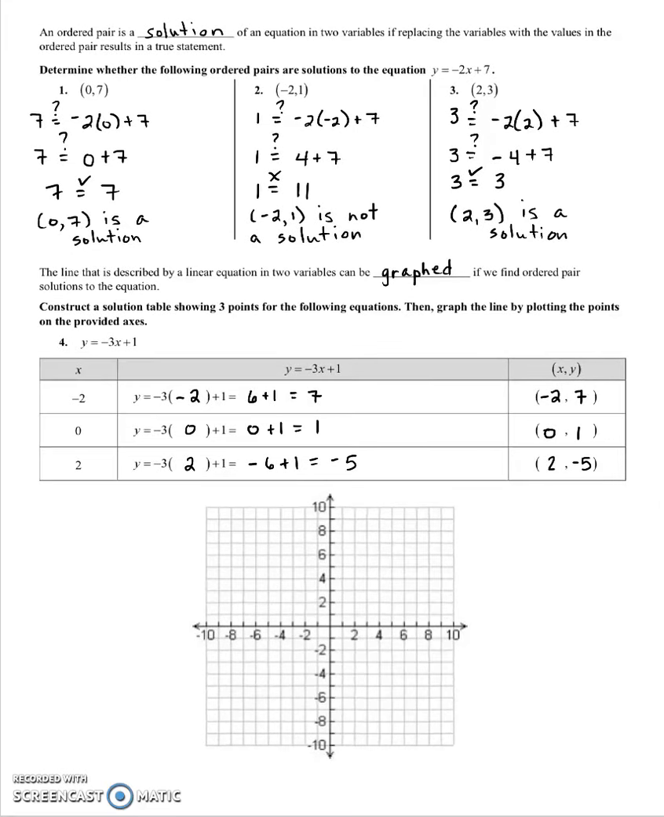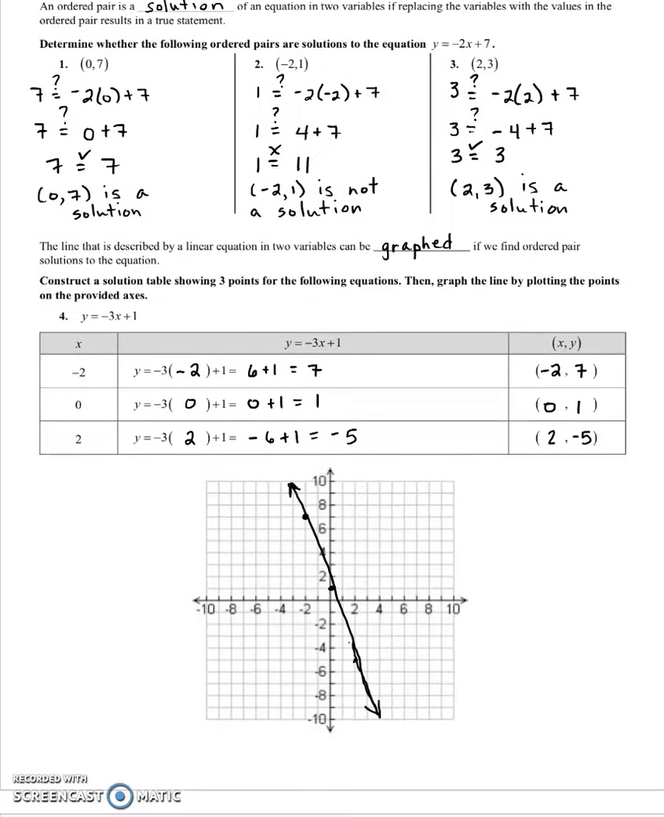So then all we have to do is graph those 3 points, -2, 7, 0, 1, and 2, -5. And then all we have to do is connect the dots with a straight line, which I can't draw a straight line to save my life. Okay, pretend that went through the points. It was supposed to go through the points. And we put little arrows on either end of the line because the line keeps going on forever and ever in both directions.